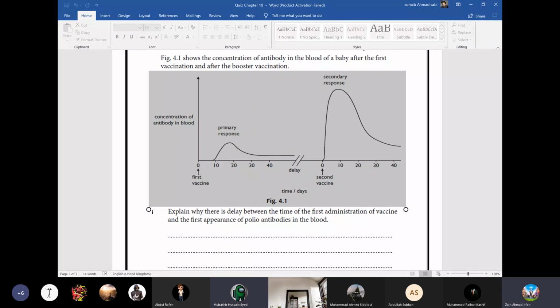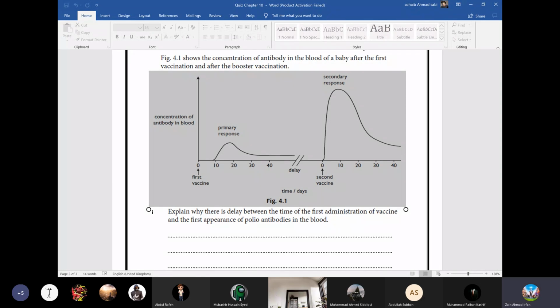Sir, the primary response took time to recognize the virus, but the secondary response, because it has memory cells, is instant and quick. Very good. So the first point is that the secondary response is immediate or instant. What is the second point, boys?